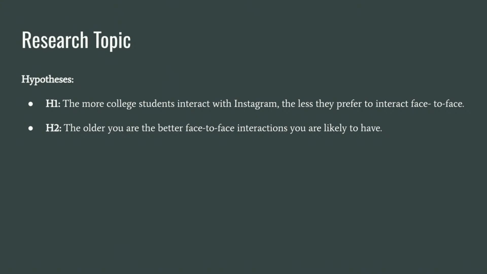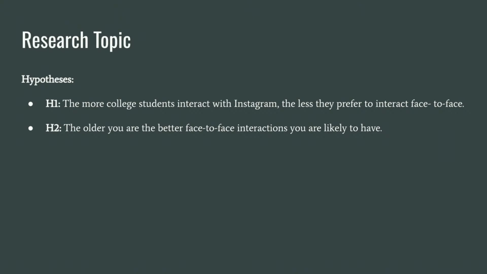weren't as well studied. Our study is grounded in the cultivation theory developed by Gerbner in 1972, and this theory suggests that long-term exposure to media can shape a person's perception of reality. So, for our research, we explored whether frequent Instagram use influences how Gen Z perceives and engages in real-life face-to-face interactions. So we had two hypotheses. The first hypothesis we had was the more college students interact with Instagram, the less they prefer face-to-face. And then our second hypothesis is the older you are, the better face-to-face interactions you are likely to have.